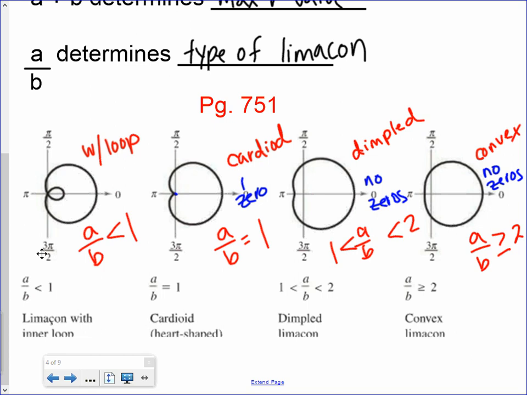And then for the loop is kind of like when we draw the petals on the rose curves. In order to go through and create that loop on the inside, you're going to have to cross the pole 2 times. Once going in to make the loop, and then once to come out and draw the rest. Okay, so this guy has 2 zeros.